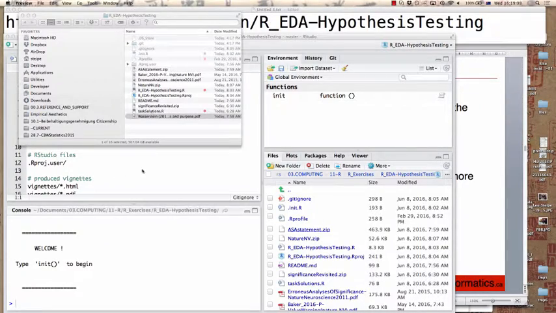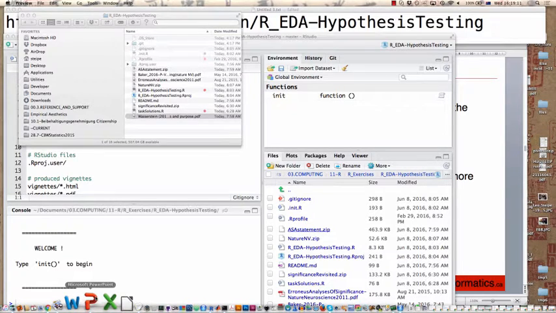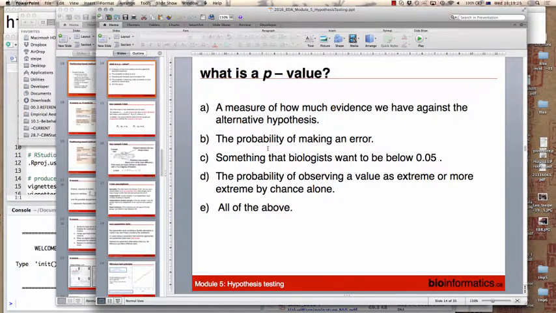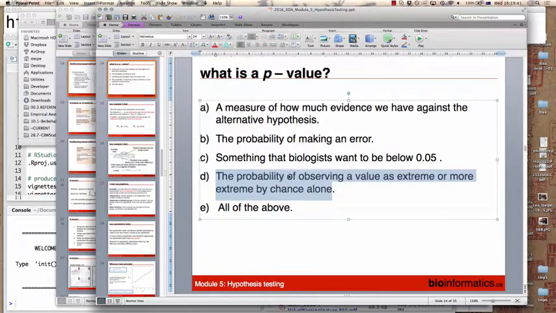So p-values of 0.05. What's a p-value anyway? It's a measure of how much evidence we have against the alternative hypothesis, or the probability of making an error, or something that biologists want to be below 0.05, or maybe in the best way, the probability of observing a value as extreme or more extreme by chance alone. Now that's something that you really ought to understand.